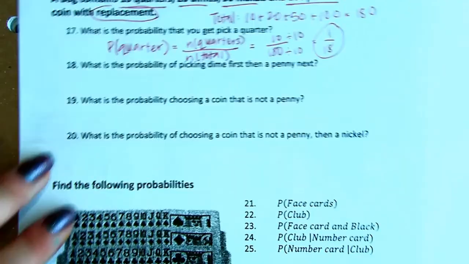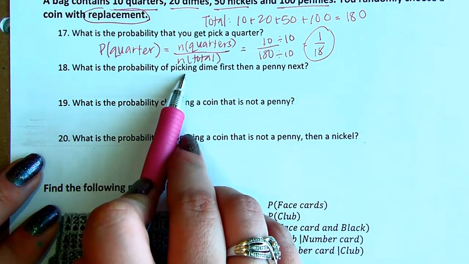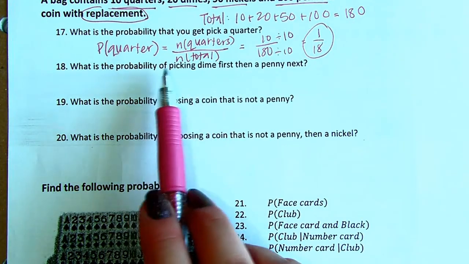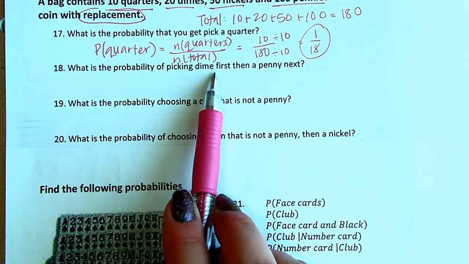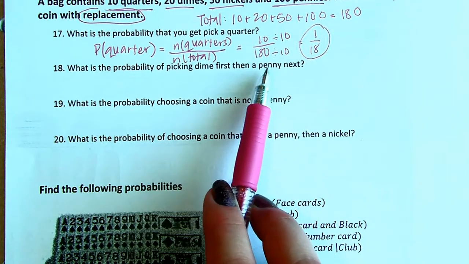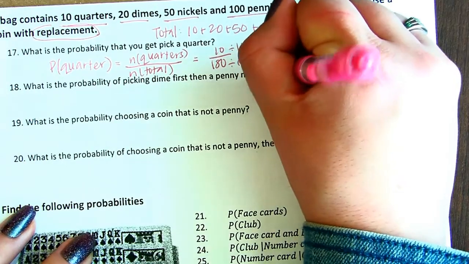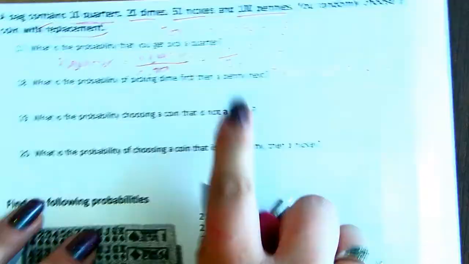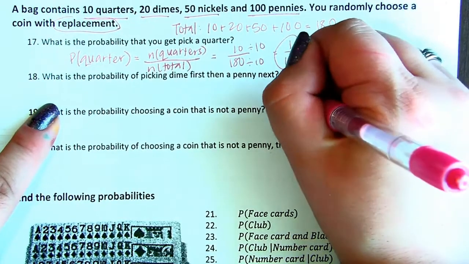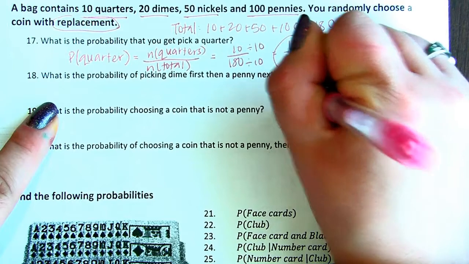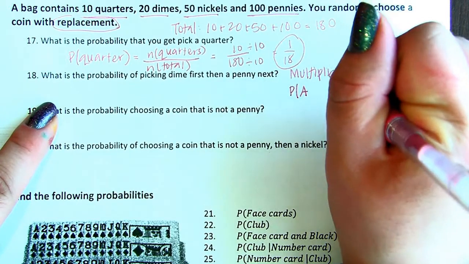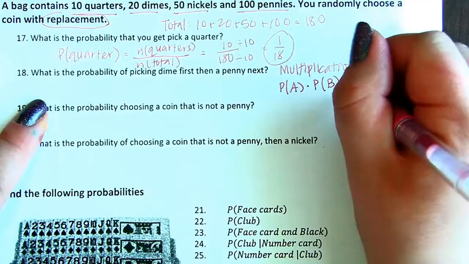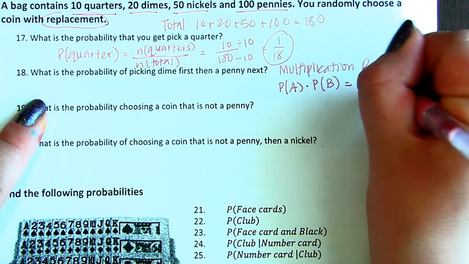Okay. What is the probability of picking a dime first and then a penny next? So this is the multiplication rule. We're finding individual probabilities. First you pick a dime, and then you put the dime back, and then you pick a penny. And you want to use the multiplication rule for this one. Okay, so you guys can do number 18. Remember, multiplication rule, probability of A times probability of B, if you're trying to find the probability of picking a dime first and then a penny.